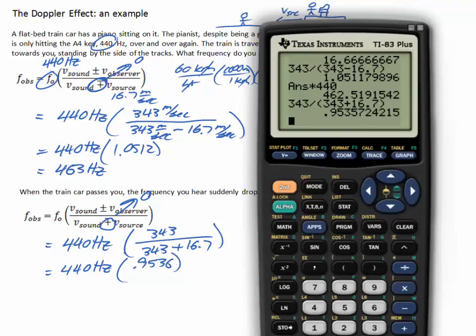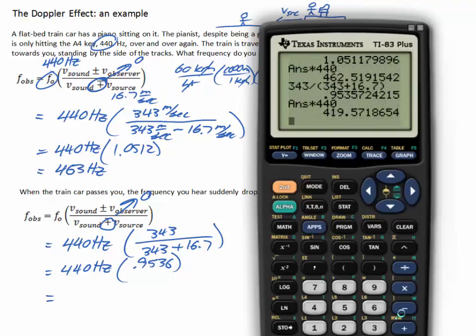So our frequencies are going to be about 95% of the emitted frequency. And that brings us right to about 420 hertz.